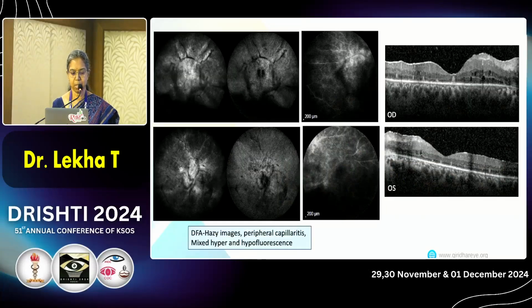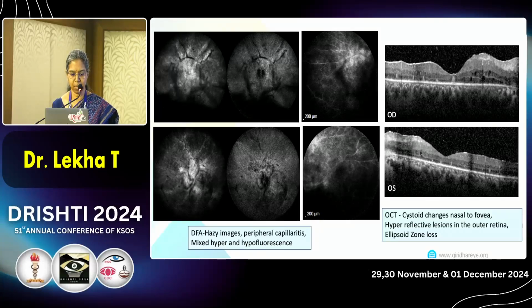DFA again was a little difficult to interpret because the images were not clear. Some kind of mixed hyper pattern was there and a little bit of diffuse capillaritis. OCT showed intraretinal fluid, hyperreflective lesions in the outer retina and significant EZ loss. So what are we looking at? I was finding it a little difficult to come to one diagnosis.